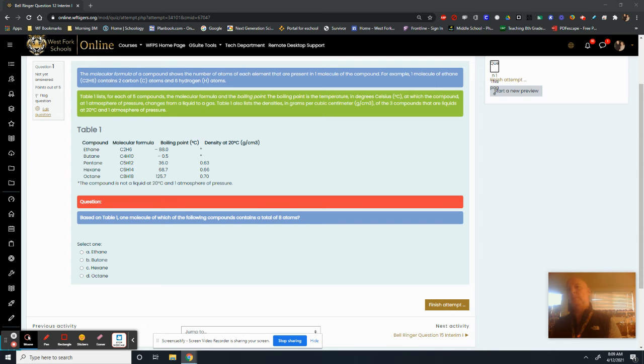Adds up to 8, right? That's right. So if we look at this, the whole thing is called a molecule. So this whole thing right here is called a molecule. This is a molecule of ethane, molecule of butane, pentane, hexane, octane.